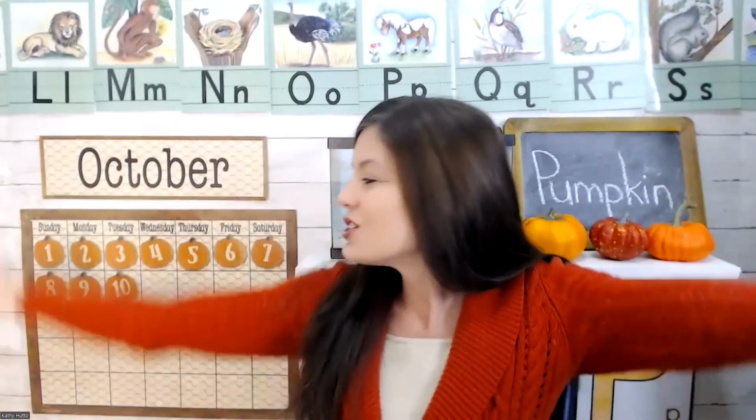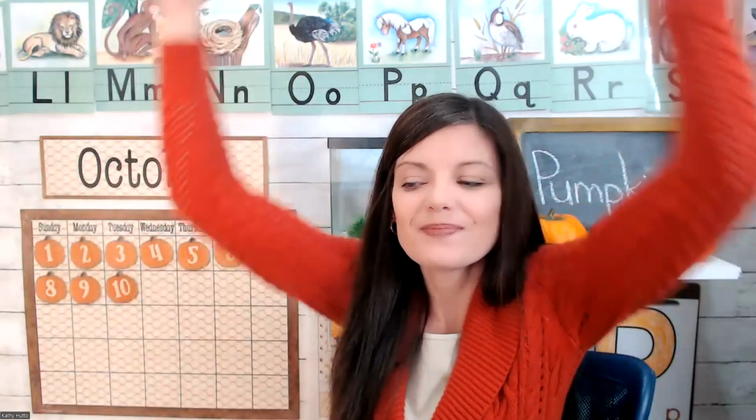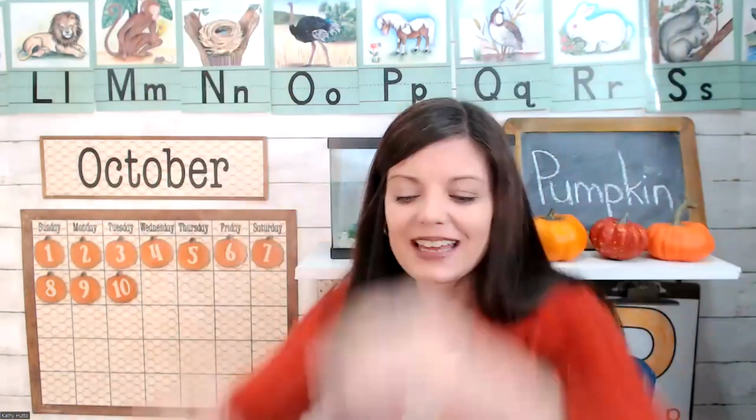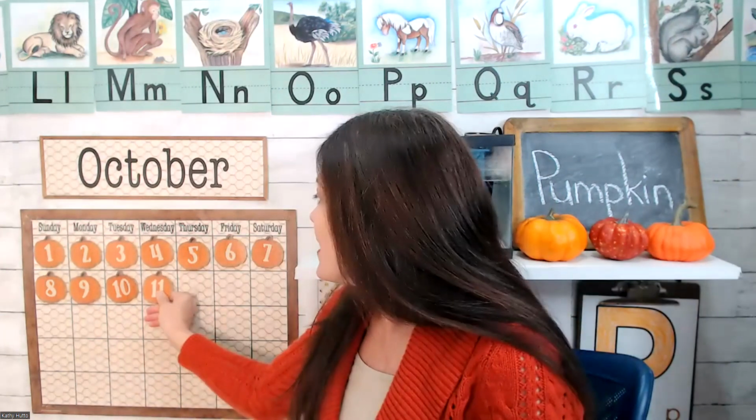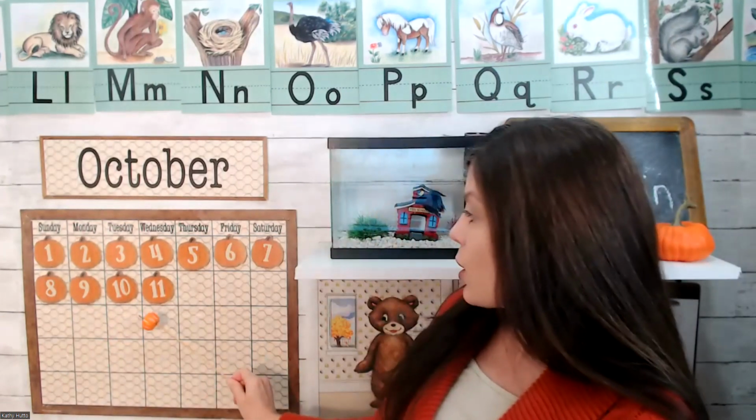1, 2, 3, 4, 5, 6, 7, 8, 9, 10, one more, 11 pumpkins. Today is October 11th. Can you say that? October 11th.